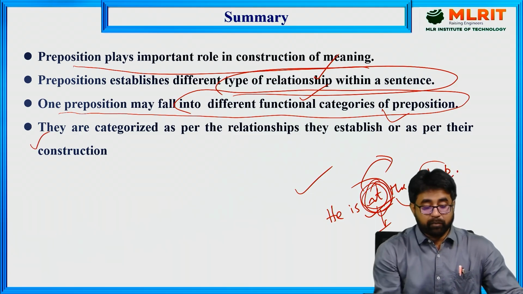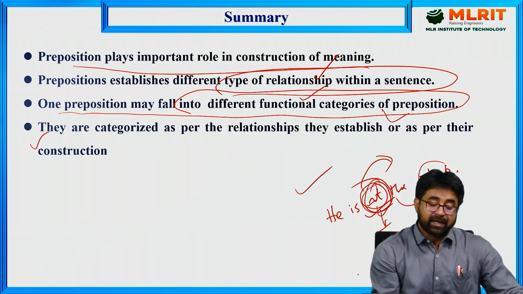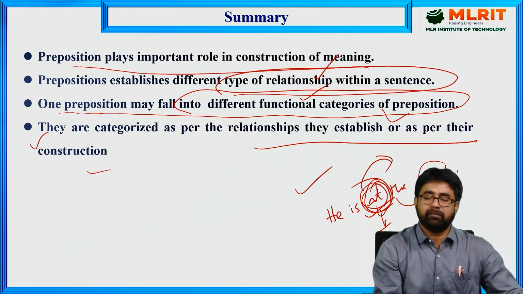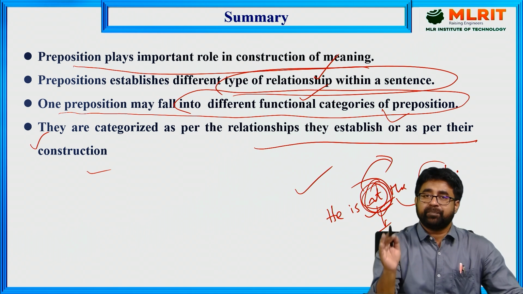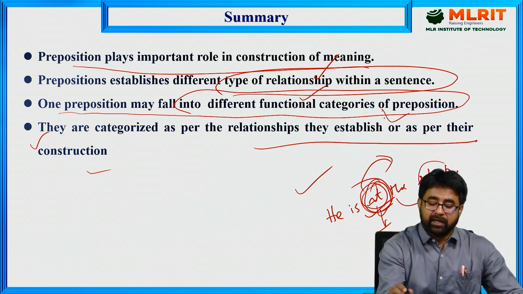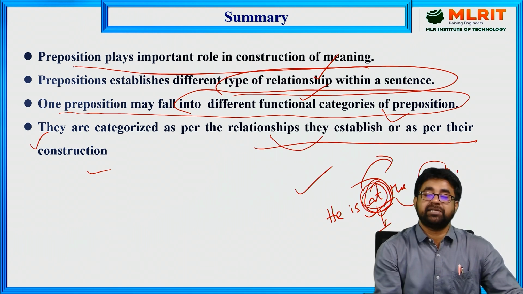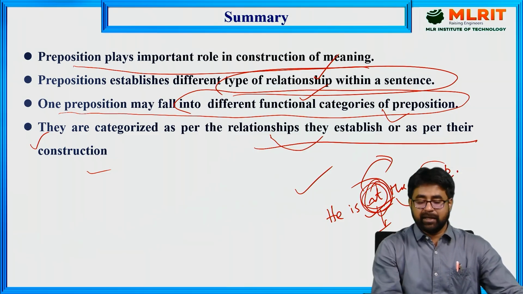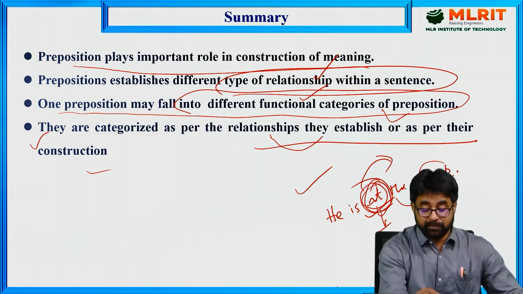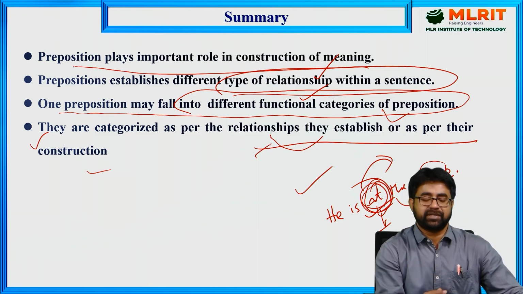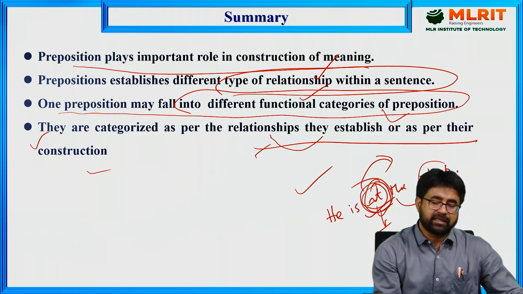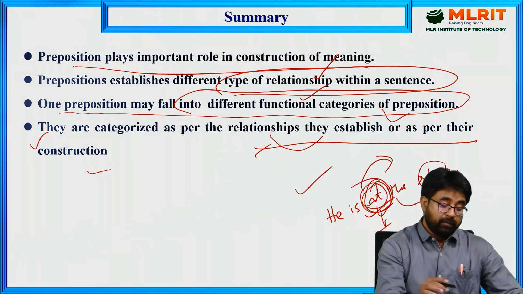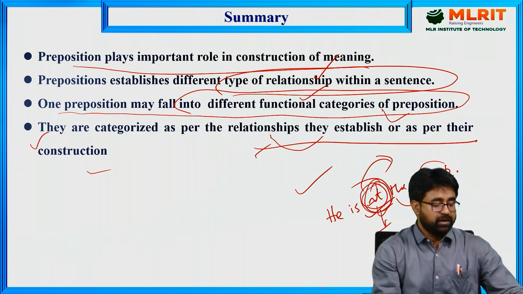Now the last important point that we have learned from today's lecture: prepositions are categorized as per the relationship they establish. When we are talking about the category of preposition, basically we look at 2 aspects. One is the functional aspect. In terms of function, how do we categorize? We check what kind of relationship the preposition is establishing. Accordingly, we give them a name. Another way of categorizing a preposition is we look at their physical structure. If it is one single preposition, then it's a simple preposition. If 2 simple prepositions are combined, then we get a double preposition. So that is another way.